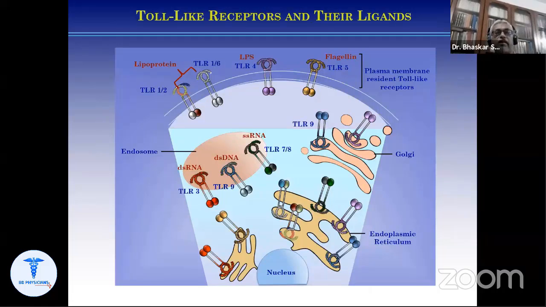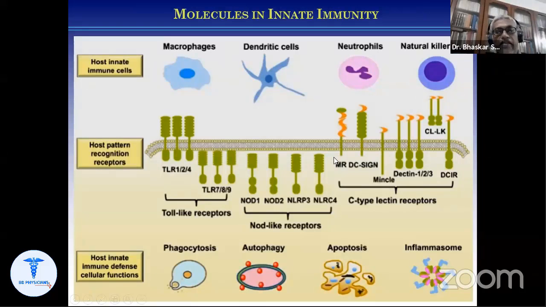And all these functions are mediated by the toll-like receptors and other innate immune receptors, which show very restricted specificity for particular types of antigens. Here there are toll-like receptors, NOD-like receptors, and C-type lectin receptors or CLRs. And all these receptors, when they recognize their antigens, are activated and trigger four different functions: phagocytosis, autophagy, apoptosis, and inflammation.